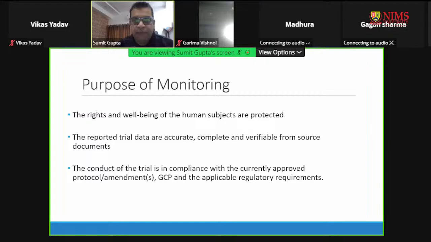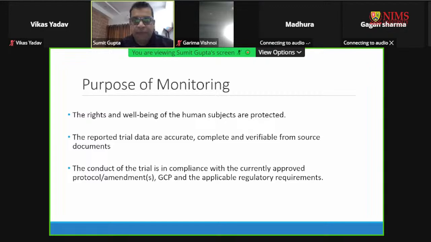Secondly, the next definition is major deviation. Major deviations are those which have the potential to adversely affect data integrity or patient safety. So the deviation has not impacted, but it has the potential, and this is the main difference between a critical deviation and a major deviation. And minor deviations are routine deviations which have no impact on data integrity or patient safety.